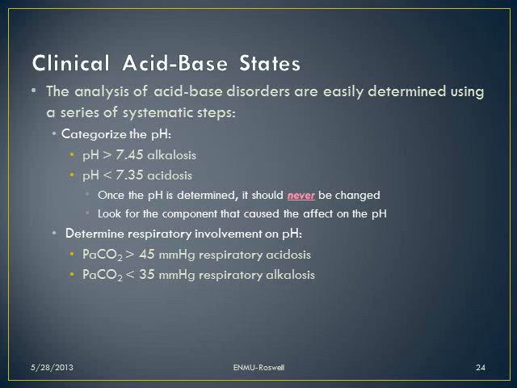So the analysis of acid-base balance is easily determined using a series of systematic steps. Categorize the pH, like I said. If the pH is above 7.45, it's alkalotic. If it's less than 7.35, it's acidotic. Once you figure out what the pH is, it never changes, and look for the component that causes the effect on the pH.